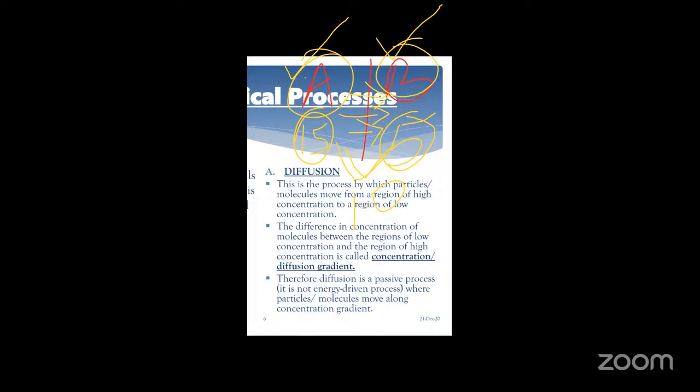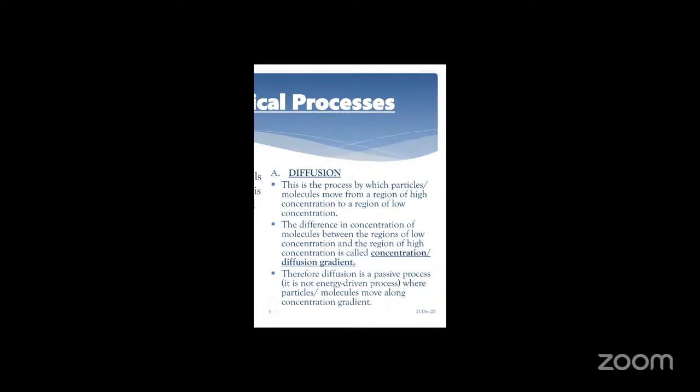If the difference is maybe 2 molecules or 3 molecules, the rate at which the molecules will move will be very slow. So the rate of diffusion can be affected by the concentration or diffusion gradient in such a manner that if the diffusion gradient is high, the rate of diffusion is very high. If the concentration gradient is low, then the rate of diffusion is low.